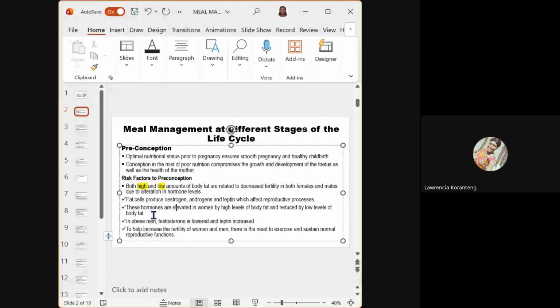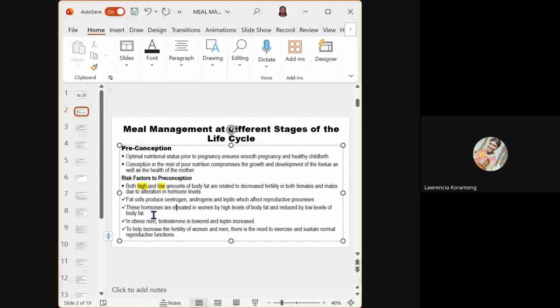So these hormones are elevated in women by high levels of body fat and reduced by low levels of body fat. So the amount of body fat that you have, not too much, a good amount of fat helps to elevate your estrogen levels. That's why people that are extremely malnourished, those with anorexia and that kind of thing, their condition is amenorrhea. They are not able to menstruate, because once there is less body fat in your system, your production of eggs, which the estrogen helps in, ceases.